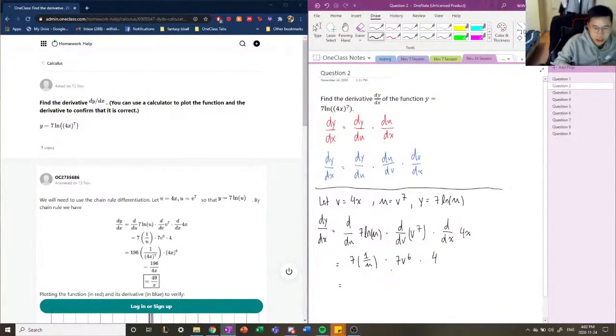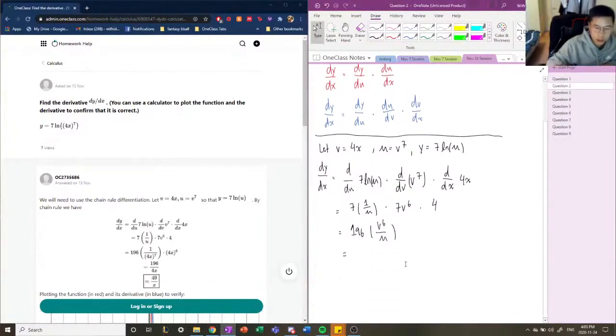So we're going to need to sub in v, which is 4x. Okay, so wait, let's simplify this first actually. So we'll get 49 times 4, which is 196. So we get 196 v to the power of 6 over u. Okay.